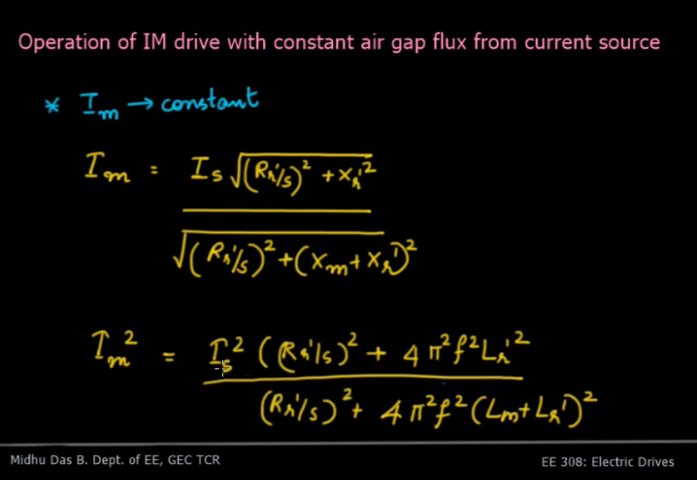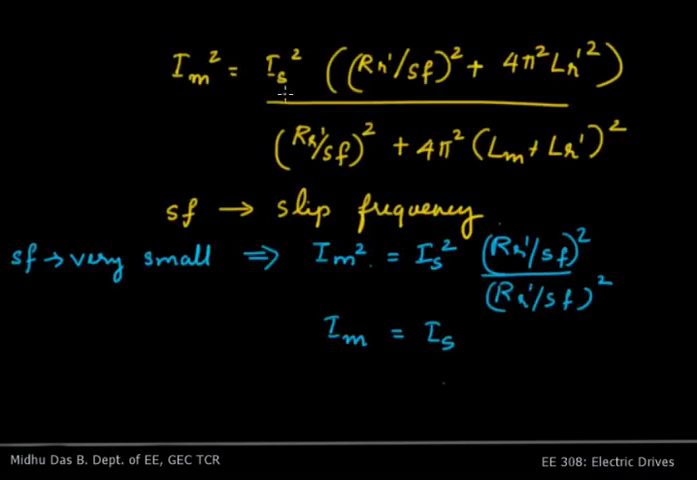If you divide the numerator and denominator by F, that is frequency, you get an expression like this: Is square into (RR dash by SF) the whole square plus 4 pi square LR dash square, divided by this. What is SF? You are familiar with this term. SF is the slip frequency.